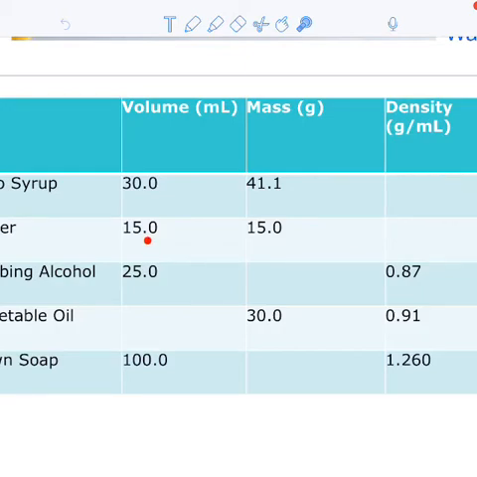Number 2, 15 milliliters of water, 15 grams of water, what would the density be? Number 3, if you had 25 milliliters of rubbing alcohol and you knew the density was 0.87, what would the mass of this be? And then vegetable oil, what would the volume be? And the dish soap, what would its mass be?